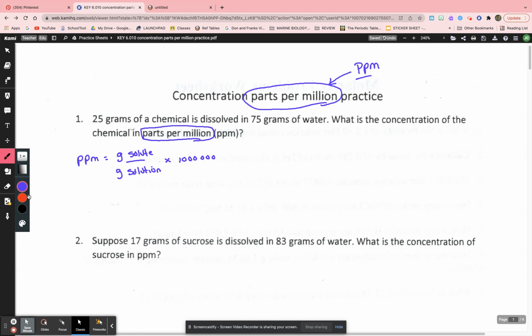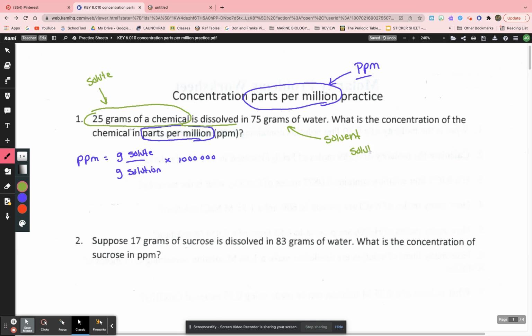Okay. 25 grams. Let's do green. 25 grams of a chemical is dissolved. This is the thing that's being dissolved, so this is the solute, in 75 grams of water. That's the solvent. 75 grams of water.